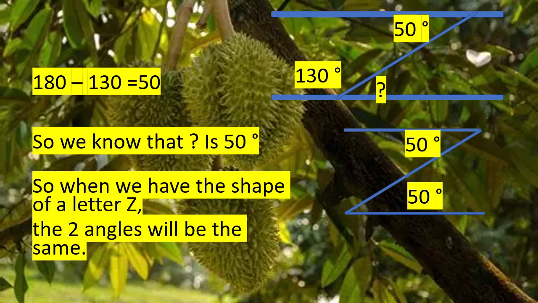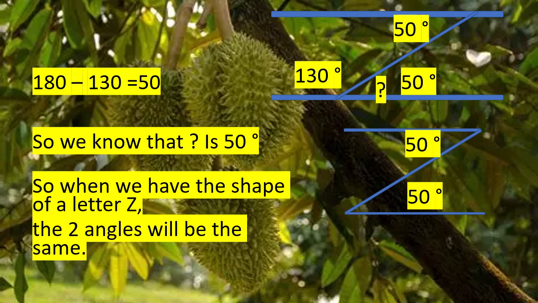So looking at the top figure there, you can see on the bottom we have 130 and a question mark. So to find out what the question mark is, we do 180 minus 130 equals 50. So the question mark is 50.